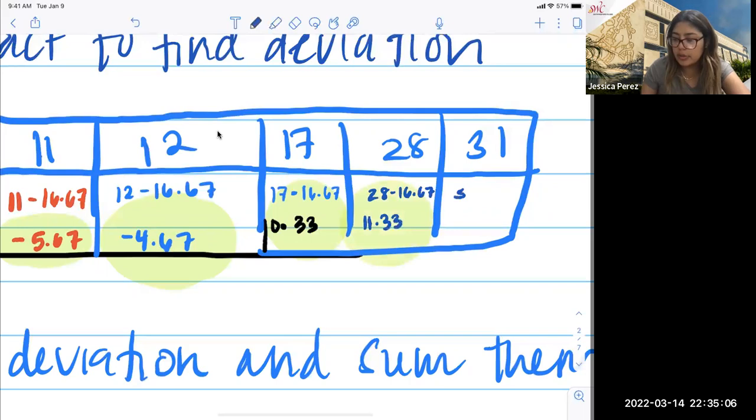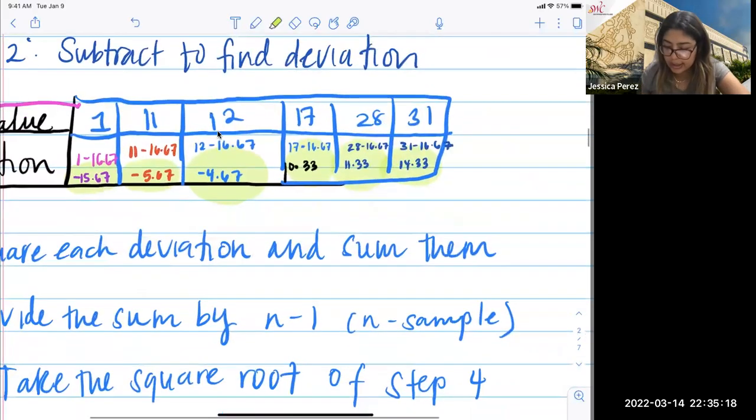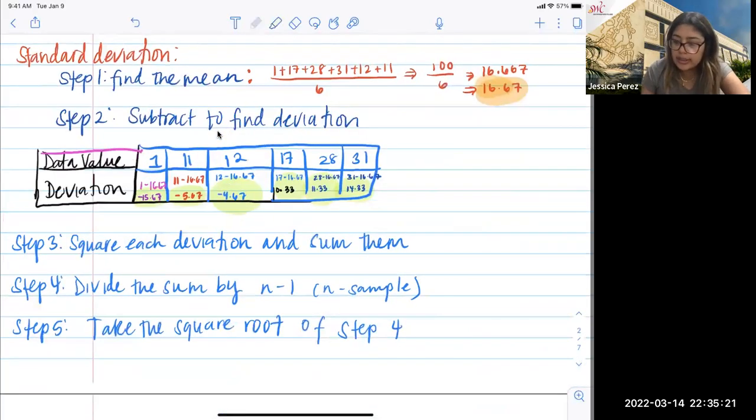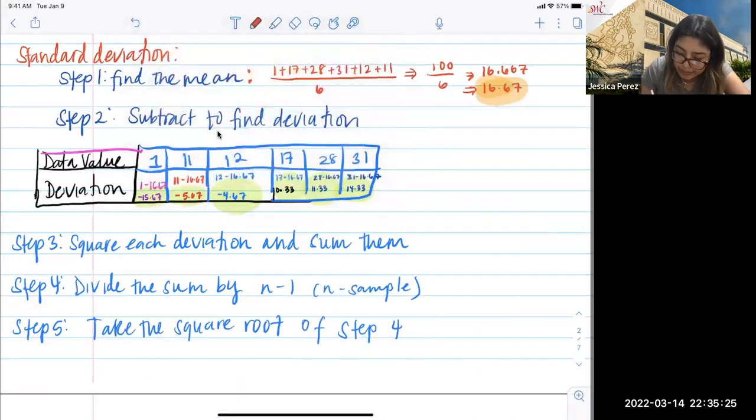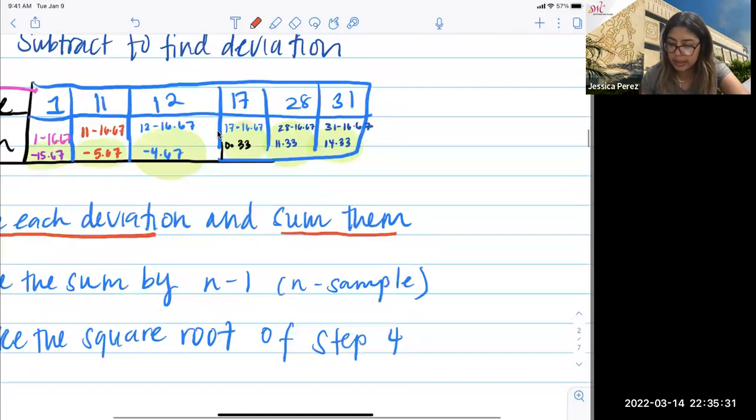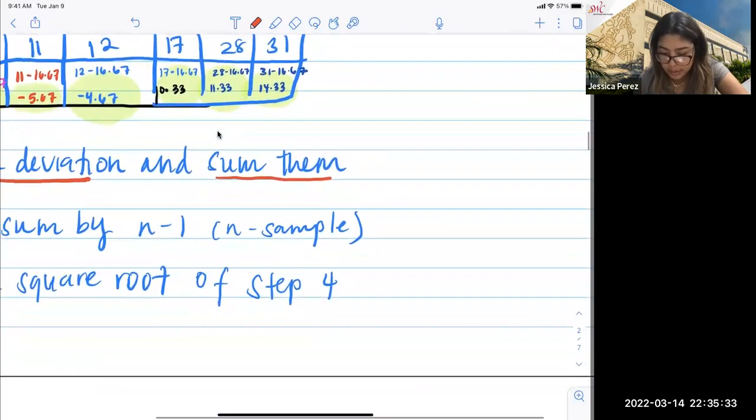And then the last one, 31 minus 16.67, 14.33. Okay, so these are the deviations. Now that I have the deviations, I need to square each deviation, and then sum them together. So I'm going to do a bigger list. Let's look over here.